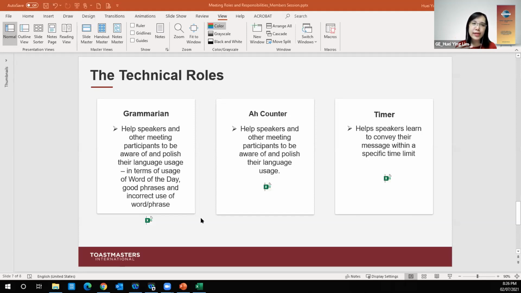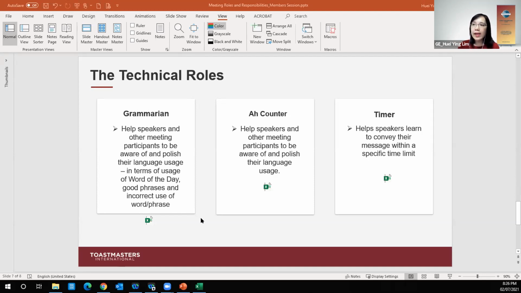As a grammarian, don't be put off by the name, thinking, do I need to be an expert in English to be able to take up the grammarian role? No. The grammarian role is basically to help the speakers and other meeting participants be aware of how they can further improve on their language, and also to take note of how many speakers use the word of the day, how many use good phrases, and how many use words or phrases incorrectly. So don't be afraid. This is also a platform for you to learn at the same time.